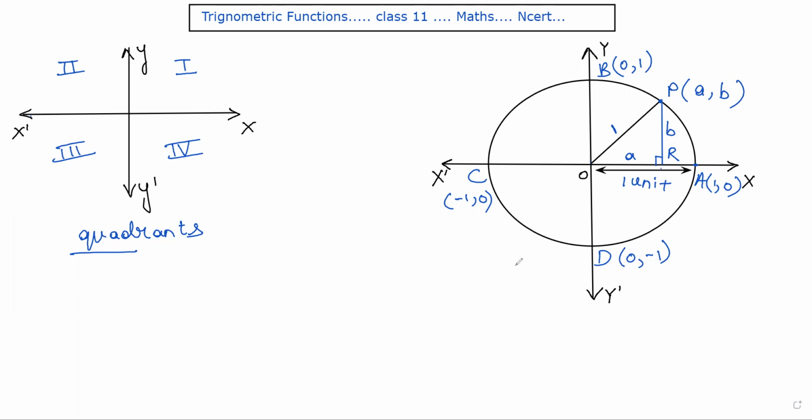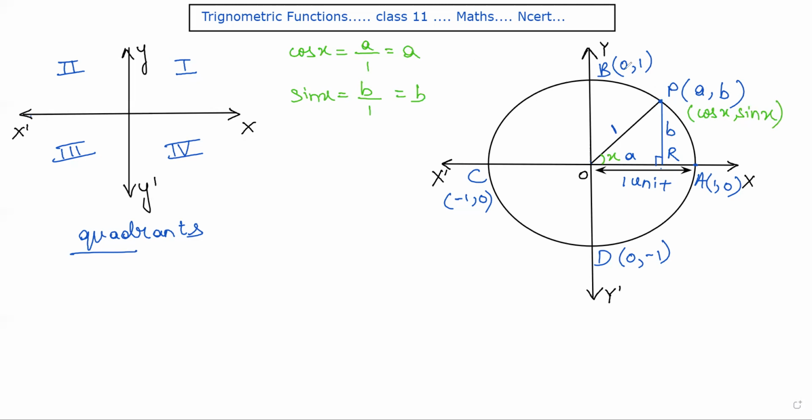Applying trigonometric ratios, we know that in triangle ORP, R is 90 degrees. Let's consider this angle as x. Cos x is equal to adjacent upon hypotenuse. Adjacent is a, hypotenuse is 1, a upon 1, which is equal to a. And sin x will be equal to opposite upon hypotenuse. Opposite value is b, hypotenuse is 1, so this value is b. So the same coordinates of P, a, b can be written as cos x, sin x.